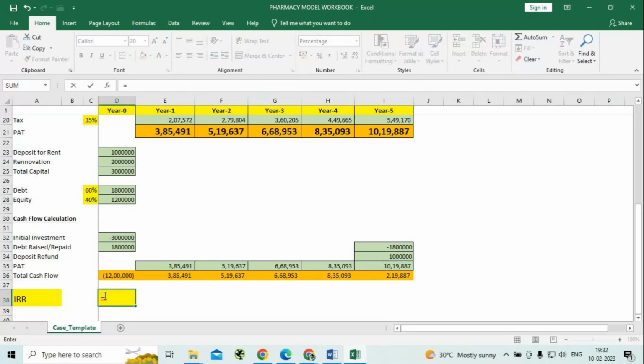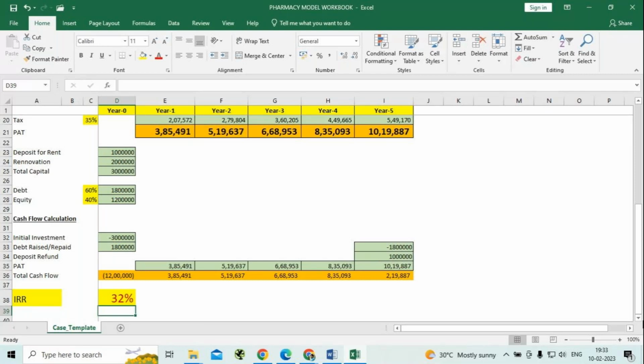So the IRR calculation will be done by using the IRR function. So here you are supposed to select the total cash flow values. So total it up and check it out. So it gives a 32% rate of return.